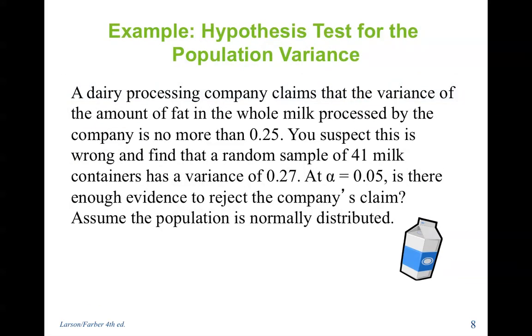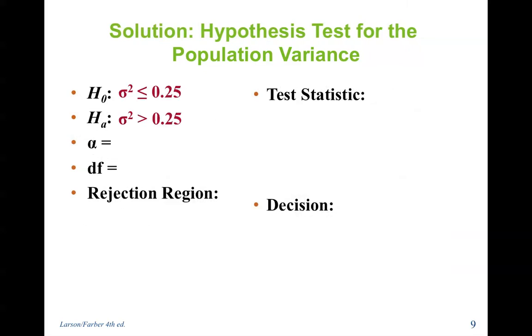So let's try it. A dairy processing company claims that the variance of the amount of fat in the whole milk processed by the company is no more than, that means less than or equal to, 0.25. You suspect this is wrong and find that a random sample of 41 containers have a variance of 0.27 at alpha equaling 0.05. Is there enough evidence to reject the company's claim? All right, so the company says it's less than or equal to 0.25. You disagree, so your claim is that it's greater than 0.25.